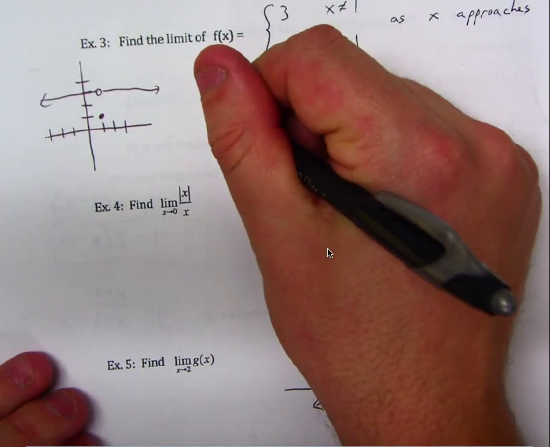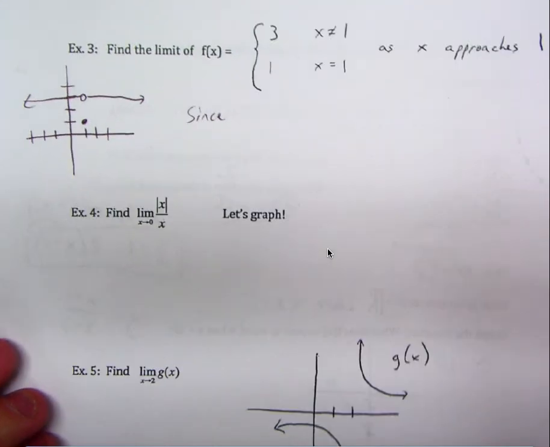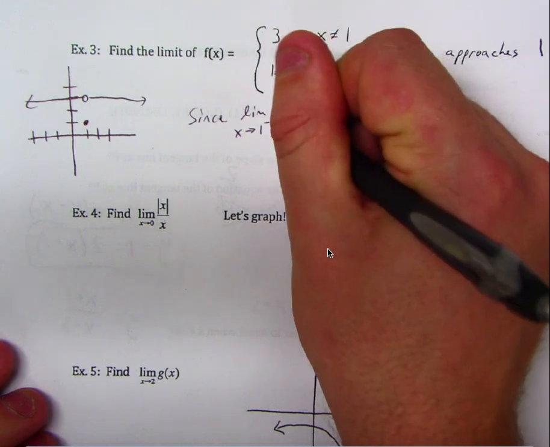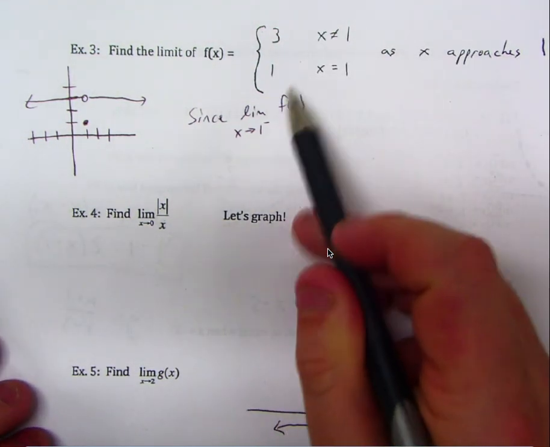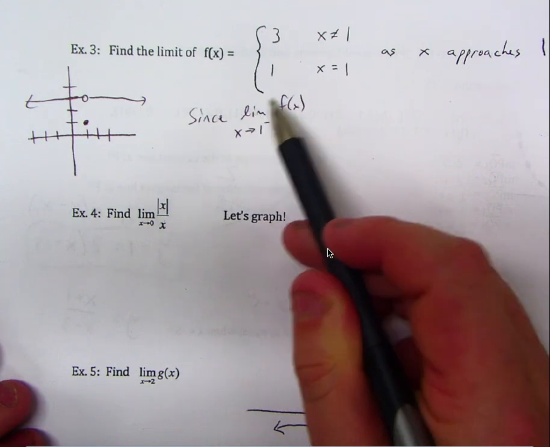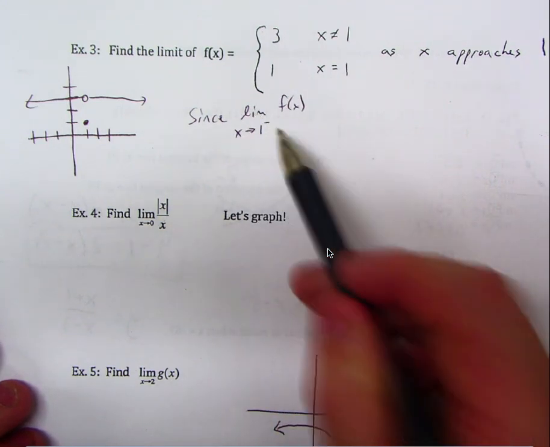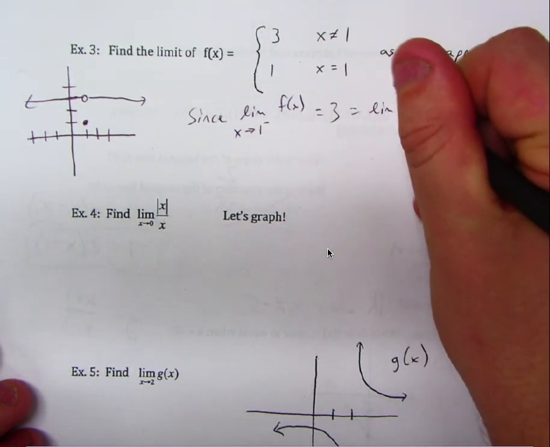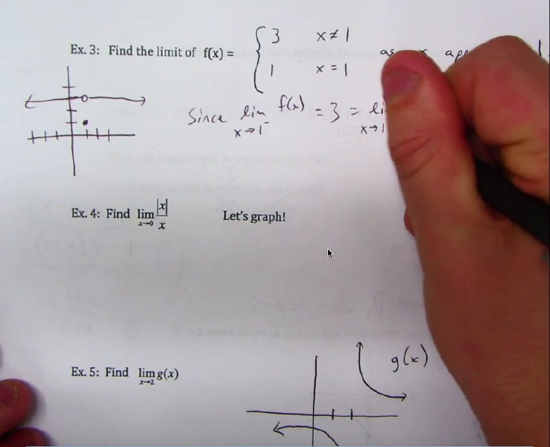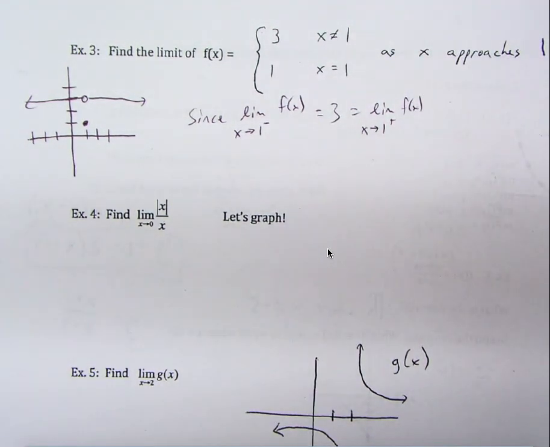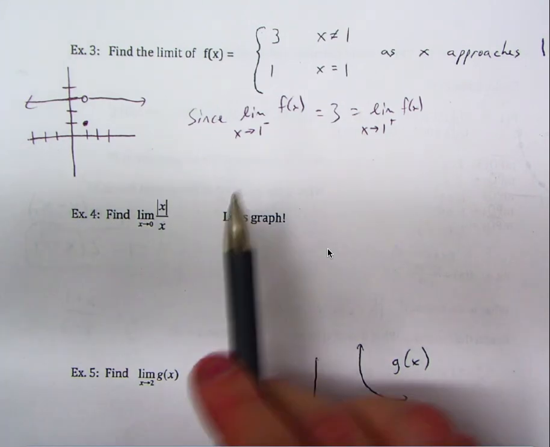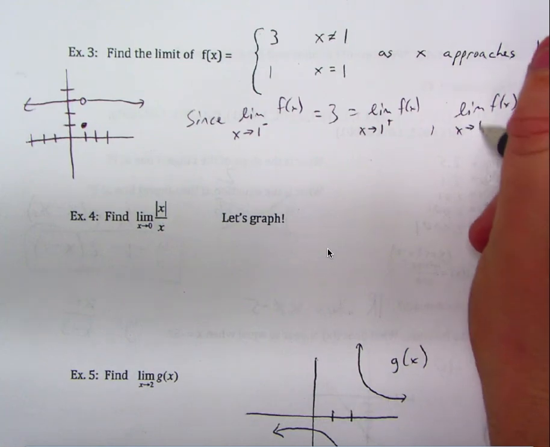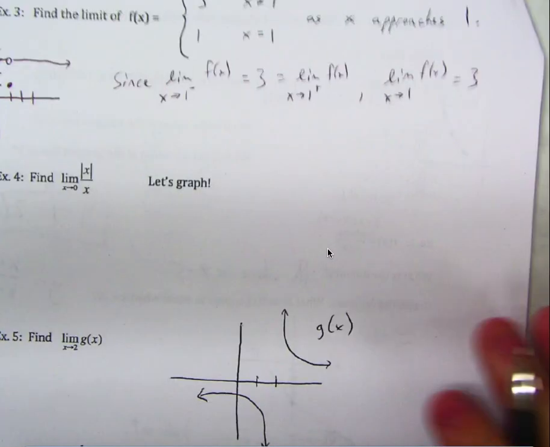So we say, since the limit as x approaches 1 from the left, and always make sure you put the function inside here. I find a lot of students won't do that. Make sure you always say the limit of what as x approaches whatever. Well, that equals 3, which also equals the limit of the function as x approaches 1 from the right. We have to get very comfortable with writing notation out. Since this is true, the limit of f of x as x approaches 1 in general equals 3.